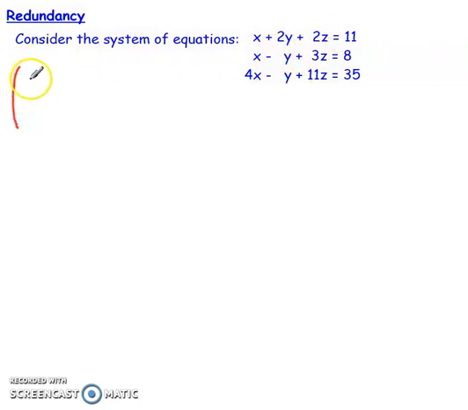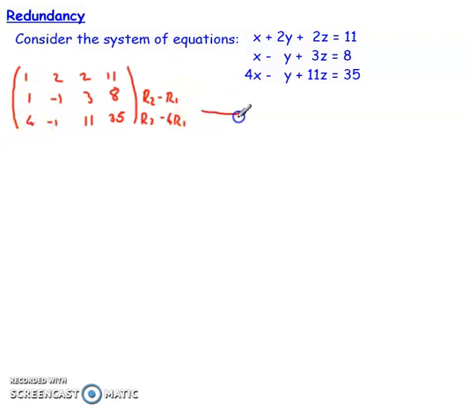So if I set up my augmented matrix, I've got 1, 2, 2, 11, 1, negative 1, 3 and 8, and then 4, negative 1, 11 and 35. If I start to solve this, what I do is I do row 2, take away row 1, to eliminate this value here, and I then do row 3, take away 4 of row 1, looking to eliminate this value here. If I were to do that, I'd get a system of equations that look like 1, 2, 2, 11.